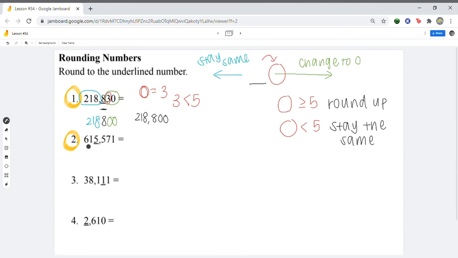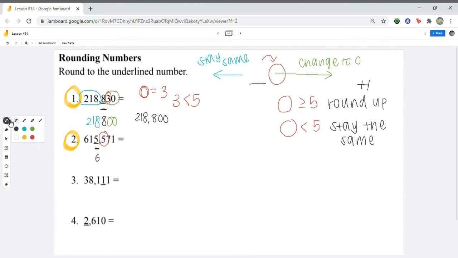Because number 1 might have been confusing, it says 615,571. So our underlying number is 5 over here, and the number on the right of it is 5. So I'm going to circle it in red. Since this circled number is greater than or equal to 5, we're going to round the underlying number up. So we're going to round 5 to 6, so I'm going to place 6 over here. Rounding up just means adding 1, which I did to 5, so it goes to 6.